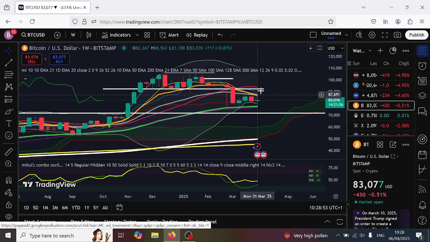Being below the 21 and being below the 20 is bearish. Being above the 50 exponential and the 200 exponential is bullish. So you're bearish and you're bullish. You're bearish in the short term, bullish in the long term. People talk about the cycle being over and blah, blah, blah. And the tariff stuff, yeah, that's not great short term.